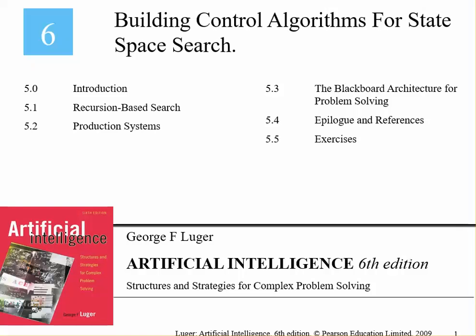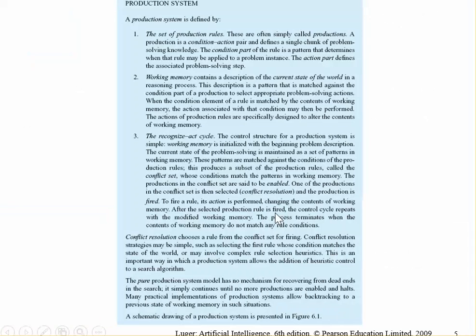Hi, in this presentation we will study production systems. A production system has three main components: the production rules, the working memory, and the recognize-act cycle.